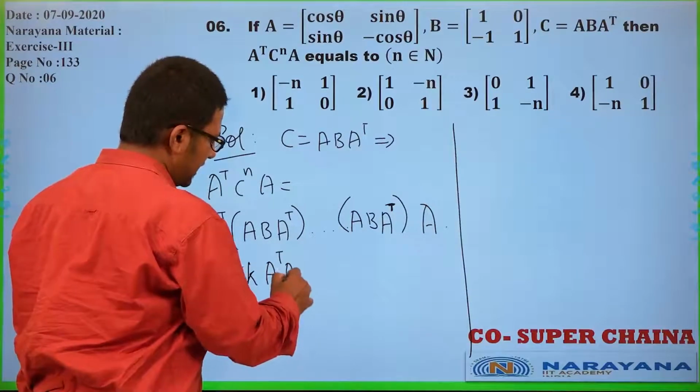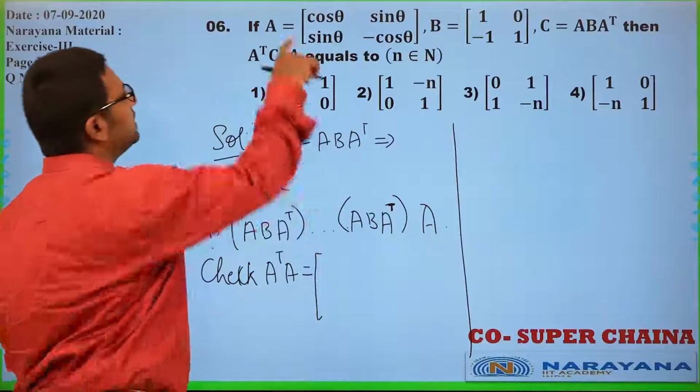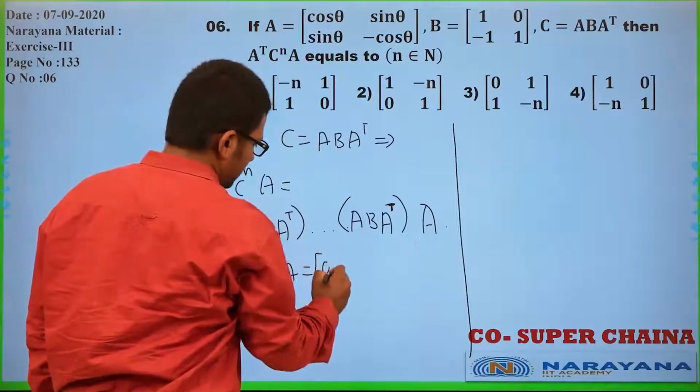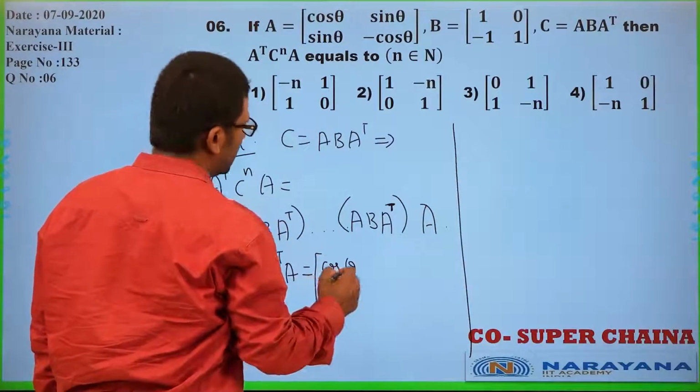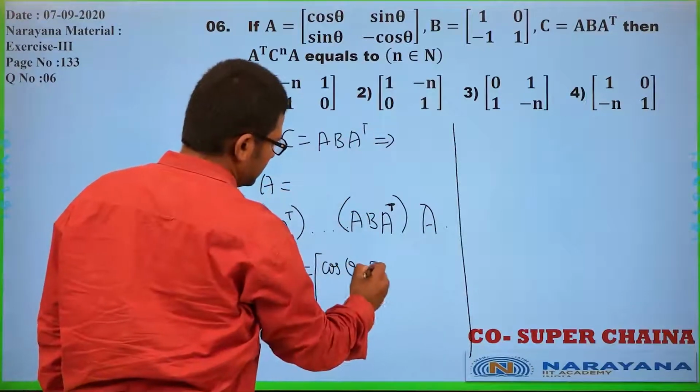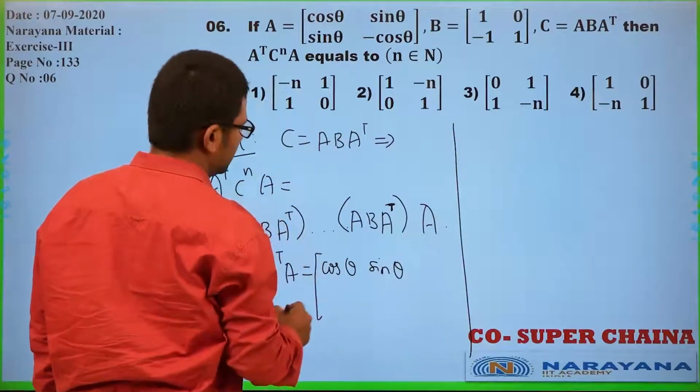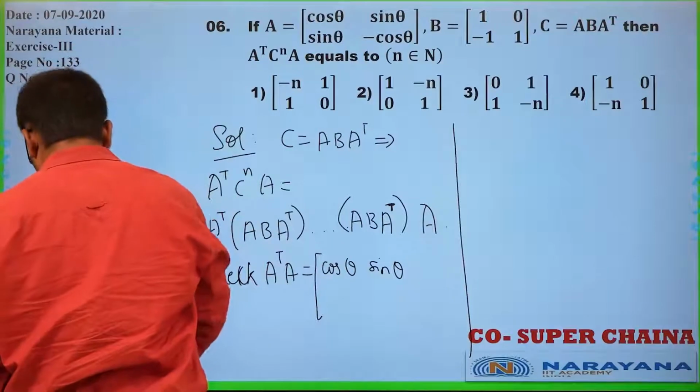A transpose A is equal to what? So we have cos theta, transpose of this, right? So sin theta, no space there.